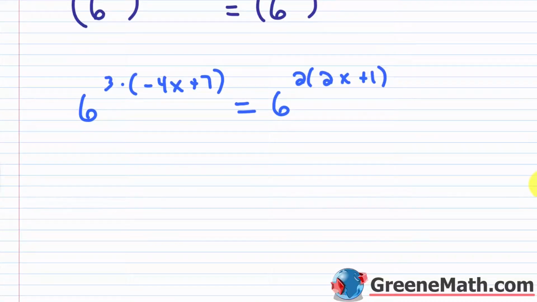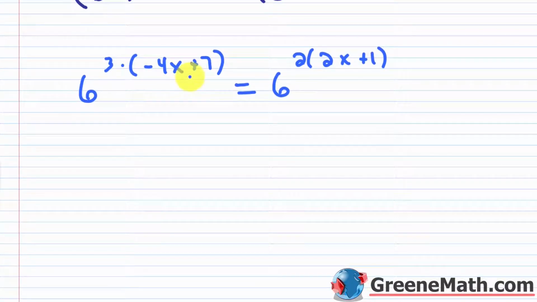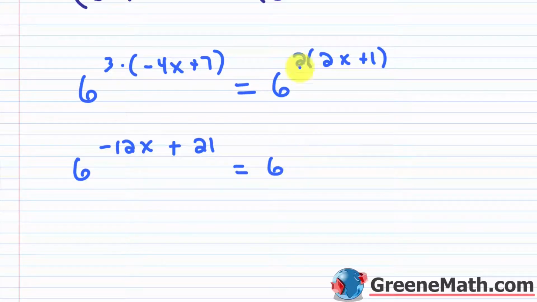Okay, so once we've done this, now we're just going to simplify. I've got 6 to the power of 3 times negative 4x, which is negative 12x. And then plus 3 times 7 is 21. This is equal to 6 to the power of what? 2 times 2x is 4x. And then plus, you've got 2 times 1, which is 2.